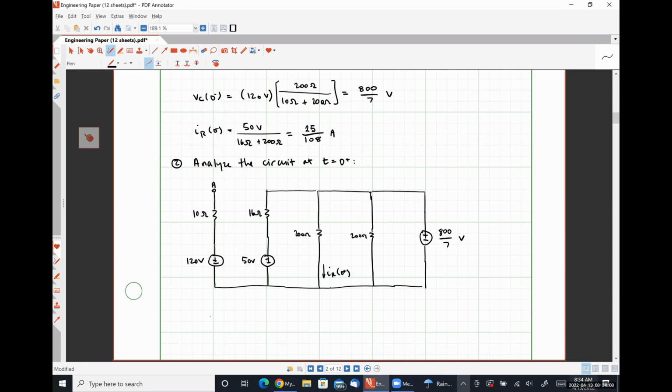So IR at 0 plus is 800 over 7 volts divided by 200 ohms. So let's see, 800 over 200 is 4, so 4/7 of an amp.